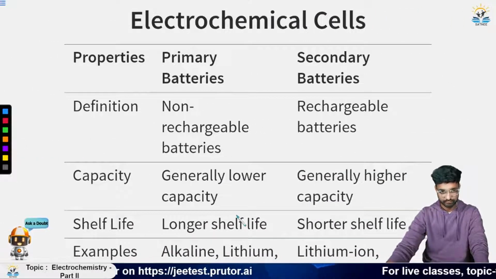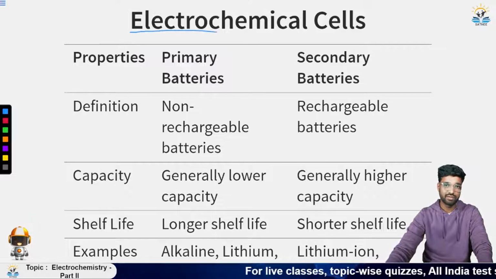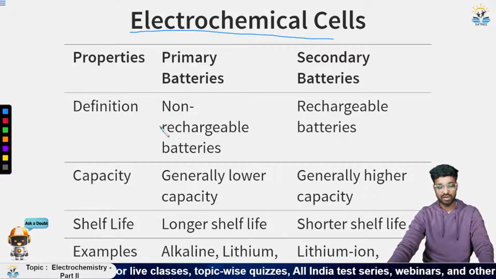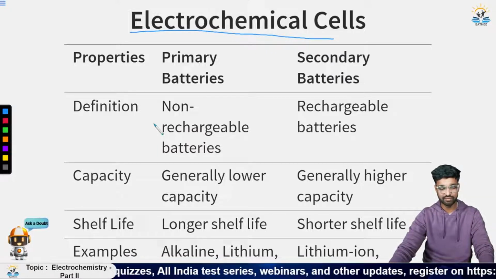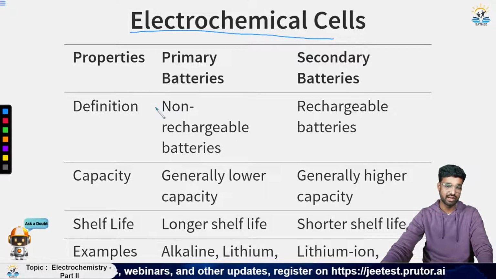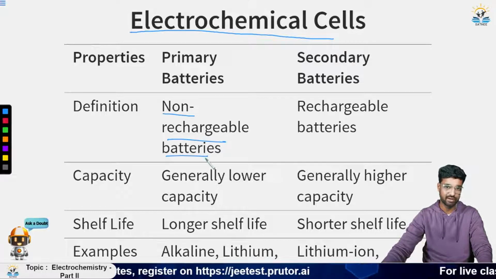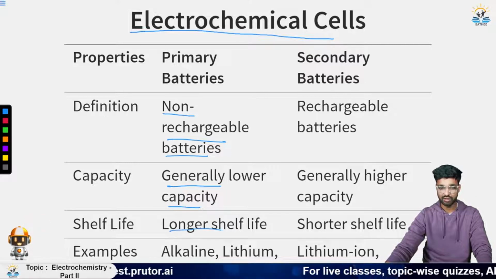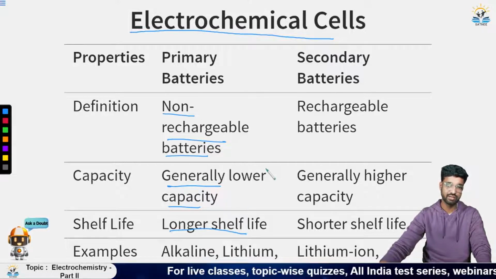Okay. Now next, let us see the types of electrochemical cells we use daily. If you want to bifurcate, we have two types of cells, that is primary cell and secondary cell. What is a primary cell? It is what we use in our batteries. It is a non-rechargeable battery and has a generally lower capacity but a longer shelf life. Common examples are lithium batteries and alkaline batteries.